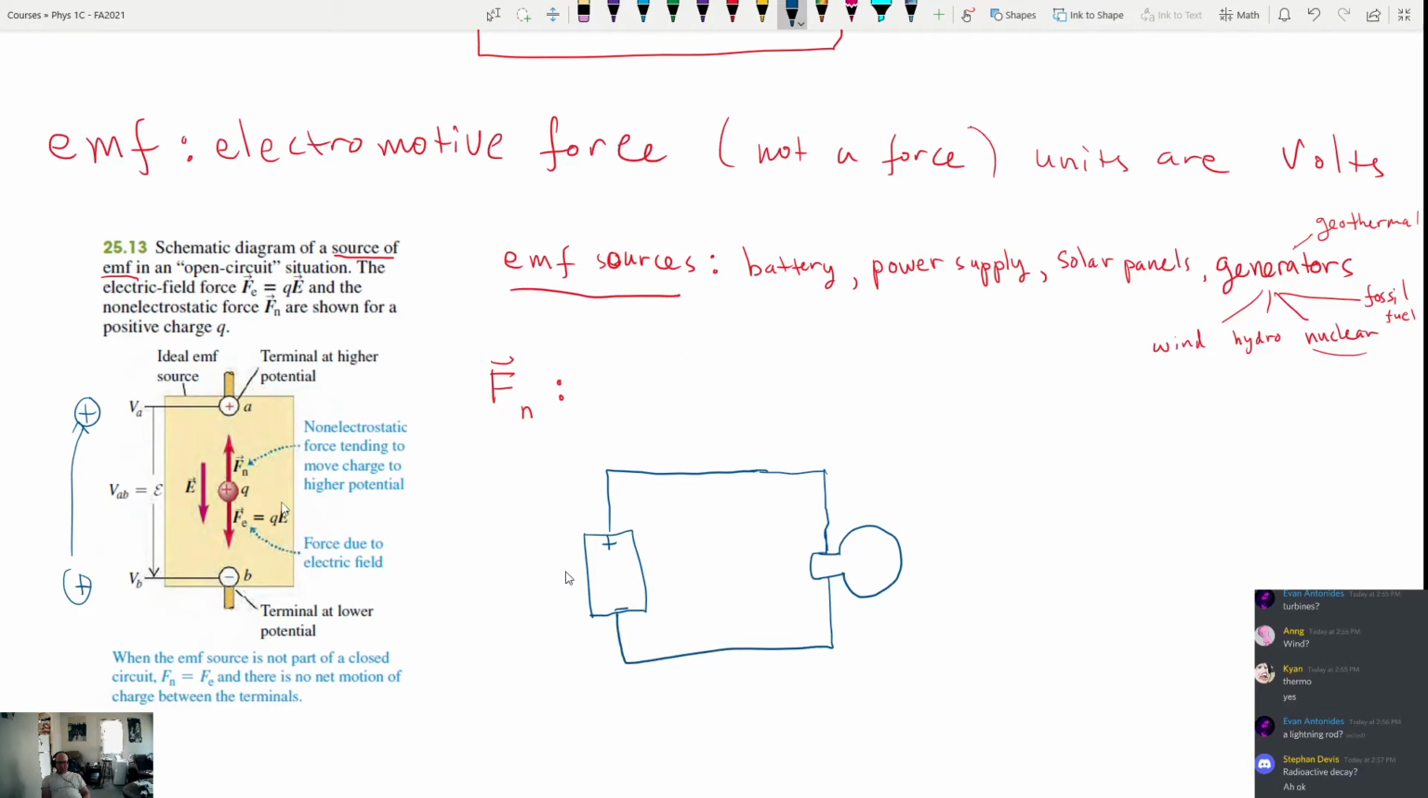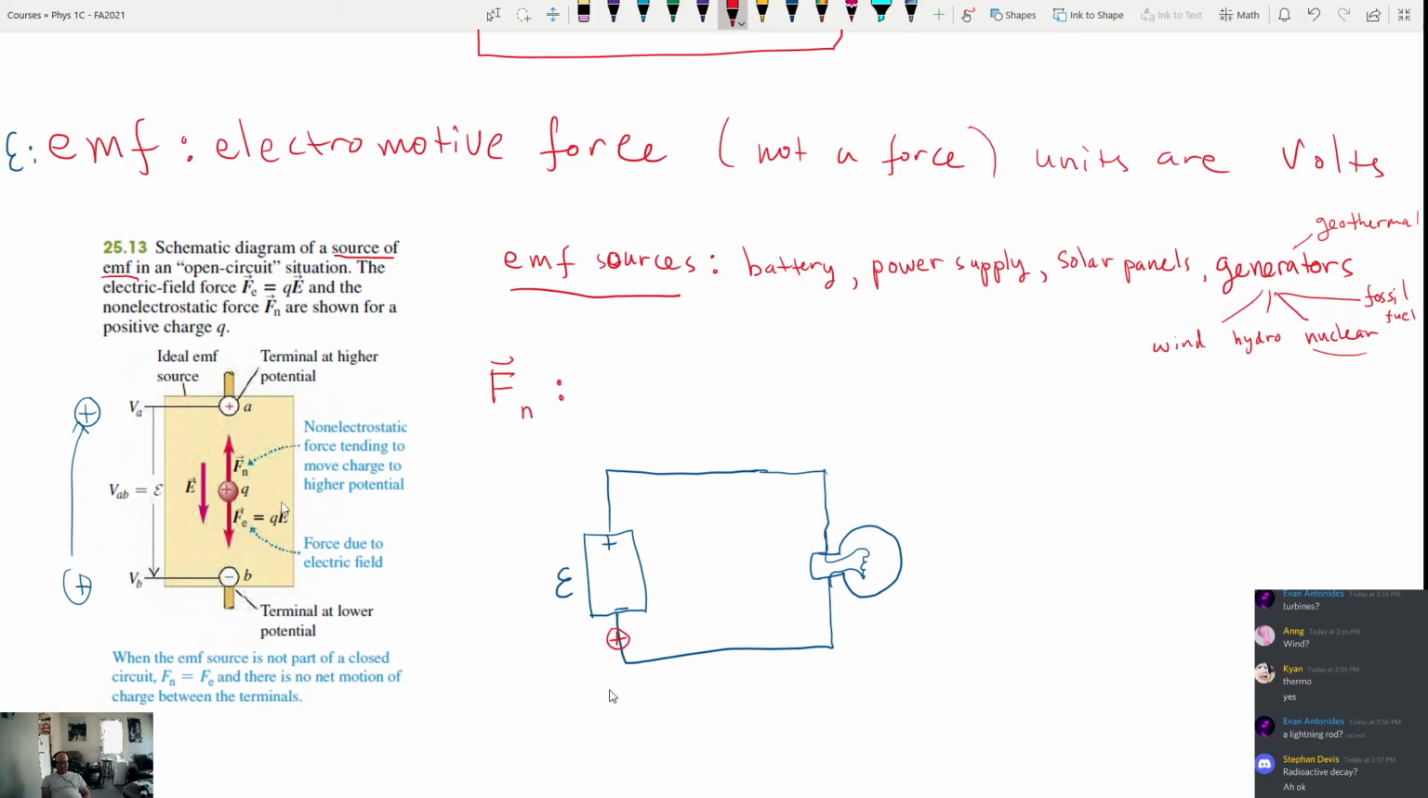Now, what we're going to do is label the battery with this symbol, E. EMF is usually symbolized with this curly E right here, which is what you're going to see in your book. Okay. Now, that's our EMF source, right? And it's connected up to, as you can see here, a light bulb. Right? So what happens? Let's look at a single charge as it moves around this circuit.